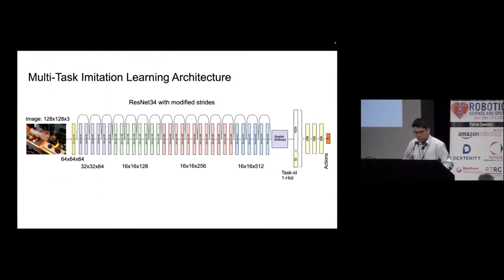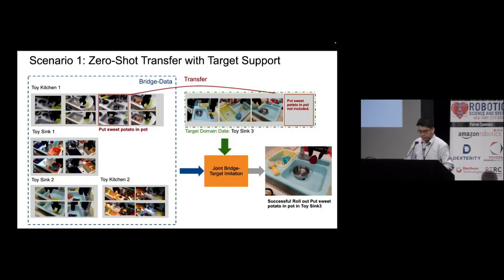To test these hypotheses, we consider the multitask imitation learning setting. We will train a neural network end-to-end on both the bridge and a small amount of target data to infer the robot actions from camera images and a one-hot task encoding. Next, we present the results.